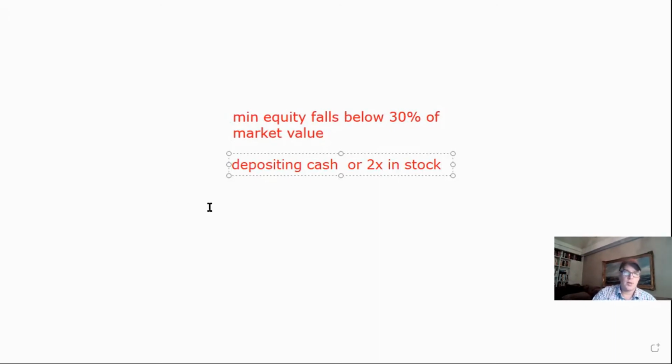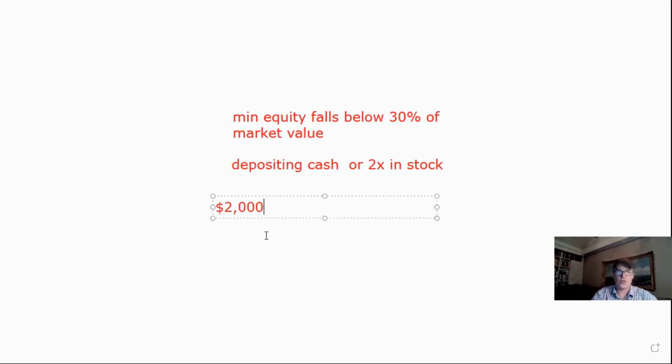Now, the second part of the minimum maintenance is the big number, 2K. You can never have less than 2 grand. So if you short $3,000 worth of stock, well, Reg T is 1,500, but you have to put down 2 grand because that's the requirement. Never less than 2 grand in a margin account on the short side ever. Okay? That makes sense?